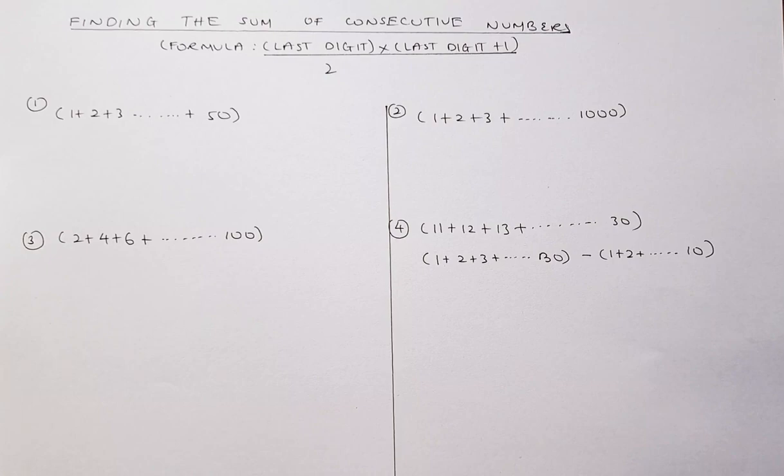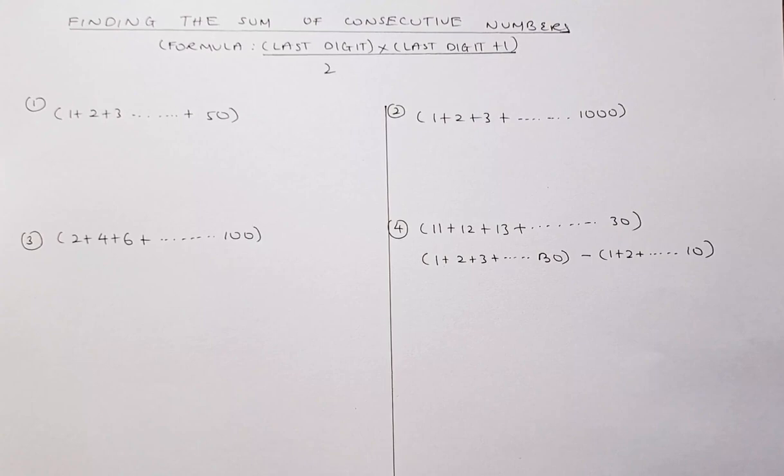The formula to calculate the sum of consecutive numbers only applies when the numbers start with 1. The formula is: the last number multiplied by the last number plus 1, divided by 2. For example, in the first two examples, the numbers start with 1 and we can use the formula. Then I'm going to tell you how to manipulate questions 3 and 4 so that you can use the formula like we did in questions 1 and 2.